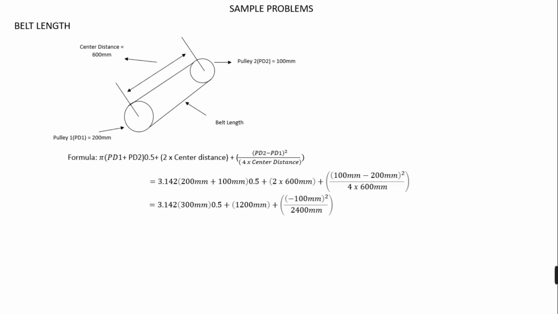We still need to simplify, then we will get 471 millimeters plus 1200 millimeters plus 4.167 millimeters. Now we don't need to simplify, and by adding these three, we will get the length of the belt. So the length of the belt must be equal to 1675 millimeters. So what if we don't have the center distance, but we have the length of the belt?